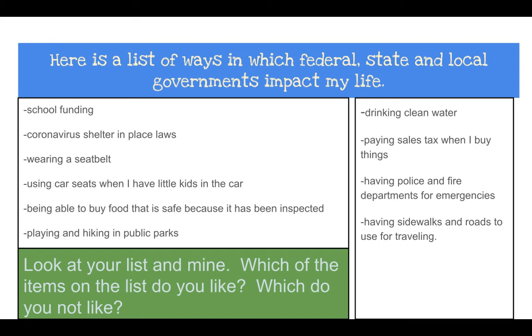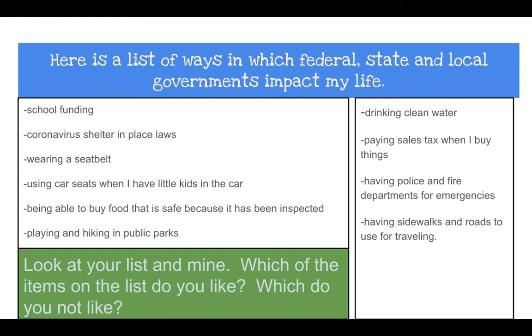So let's say if you go to Ramsey Park, that's paid for by your city government. If you go to Yosemite National Park, that's paid by the federal government. The federal government just means the government for the whole country, and the state government would be anything just for the state of California. Another thing that federal, state, and local governments take care of is giving us clean drinking water. We're dealing with the government when we are paying sales tax. So when I buy things, I pay a tax on it.